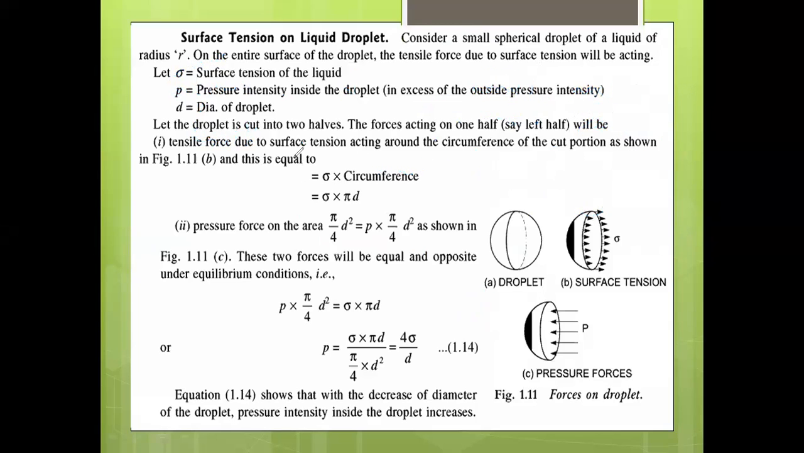Now, these are the derivations for finding the surface tension acting on a liquid droplet. Then there is another derivation we have seen for the liquid film, and the third derivation we saw at that time was about the hollow spherical bubble. Okay, right. So here we are not going to derive all these things.